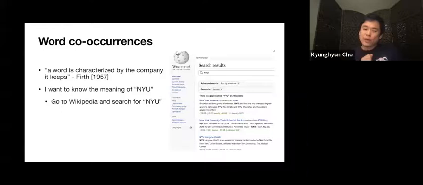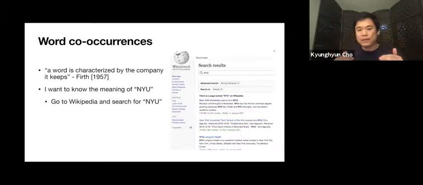Now then, in the case of the textual context, what we want to know is so-called textual co-occurrences, or word co-occurrences. And we are very much sticking to the first idea of the distributional hypothesis, which can be described by: a word is characterized by the company it keeps. Let's just take NYU as an example. Now we want to know the meaning of this word NYU. Let's say we go to Wikipedia and search for NYU, and then what Wikipedia is going to give us is a list of sentences or snippets from the Wikipedia articles that contain the term NYU.